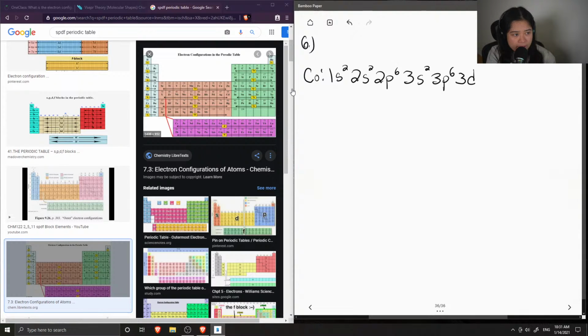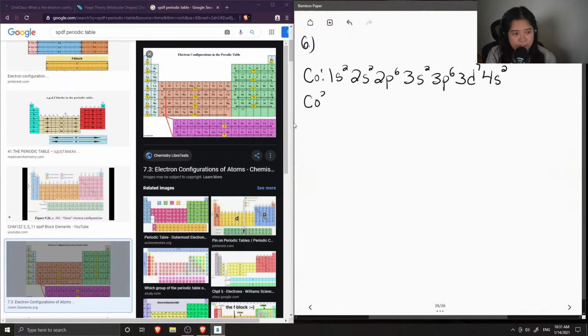And then from here, I'm going to count up to my cobalt. So if we count, we have 1, 2, 3, 4, 5, 6, 7. So I'm going to write 3d7. And then I'm going to write 4s2, since the 4s orbital would be higher in energy than the 3d orbital. Okay, so we're left with this electron configuration for the cobalt in its ground state.